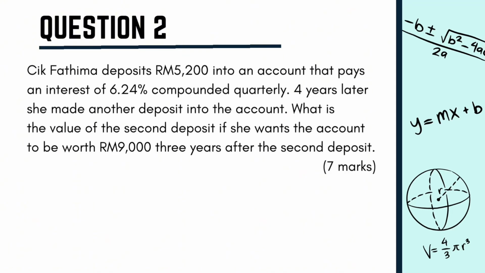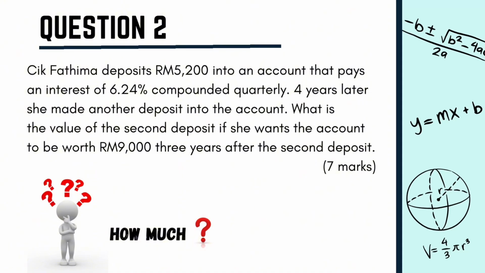Cik Fatimah deposits 5,200 ringgit into an account that pays an interest of 6.24% compounded quarterly. 4 years later, she made another deposit into the account. What is the value of the second deposit if she wants the account to be worth 9,000 in 3 years after the second deposit? To solve this question, first, we need to find how much Cik Fatimah gets if she deposits 5,200 ringgit in her account for 4 years with 6.24% compounded quarterly.